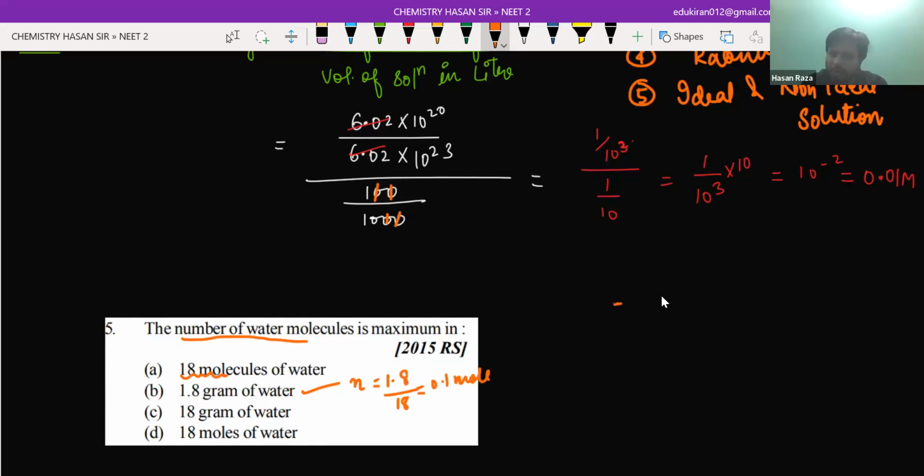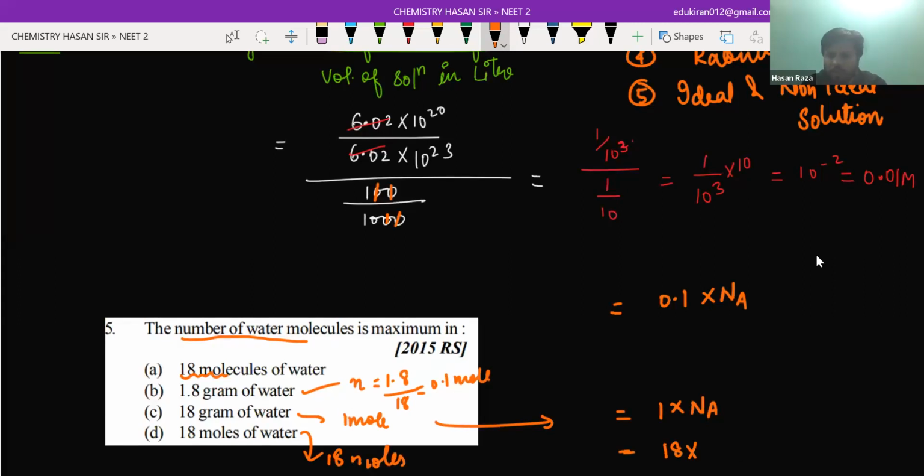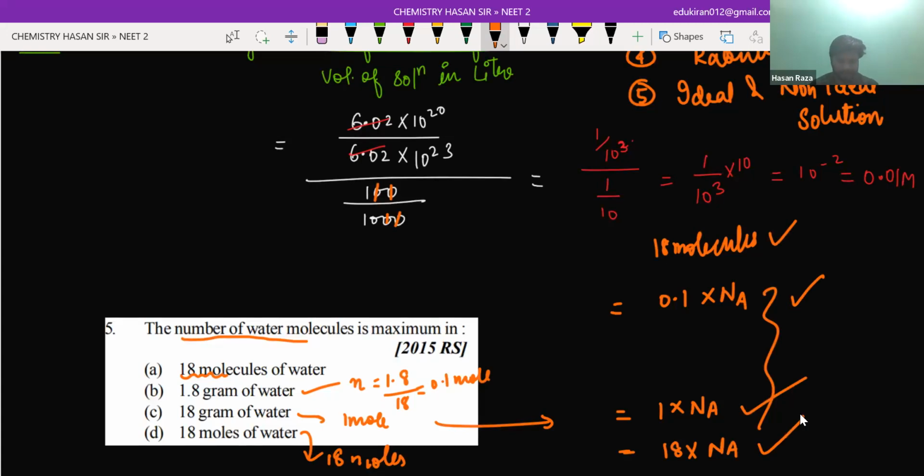To calculate the number of molecules, you multiply it with Na. The next one is 1 mole, so the number of molecules will be 1 into Na. For the last one, 18 moles is directly given, so it will be 18 into Na. So what do you think? The first option is 18 molecules directly given, the second option is 0.1 into Na, the third option is 1 into Na and the last is 18 into Na. Which one is greater? D. So the answer is D, Rabia. Is that clear?